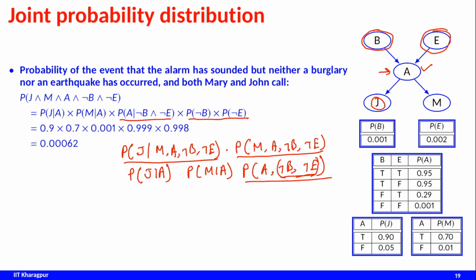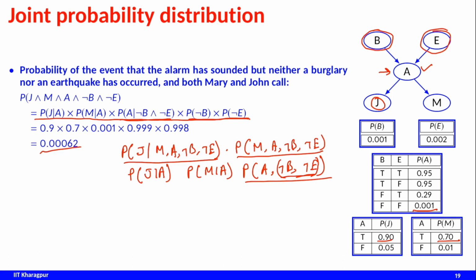And now once I get this full expression, the interesting thing is all the values are available to me, and I can actually proceed. I can just look into the conditional probability table and replace all those values and I get my desired result. Like P of J given A, it is given to me. P of M given A, it is given to me. P of A given not B not E, so this is this value, and so on and so forth. So I can use those and determine the value.